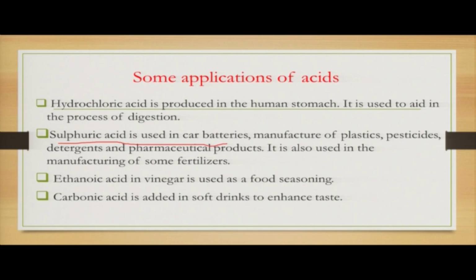Ethanoic acid is another acid that is common, which is a major component of vinegar that is used for food seasoning. So when we talk about ethanoic acid or vinegar, this is very common. And then for food seasoning or food spicing, vinegar is used. And therefore, it is one of the applications that we can look at. Carbonic acid is used in soft drinks to enhance the taste.